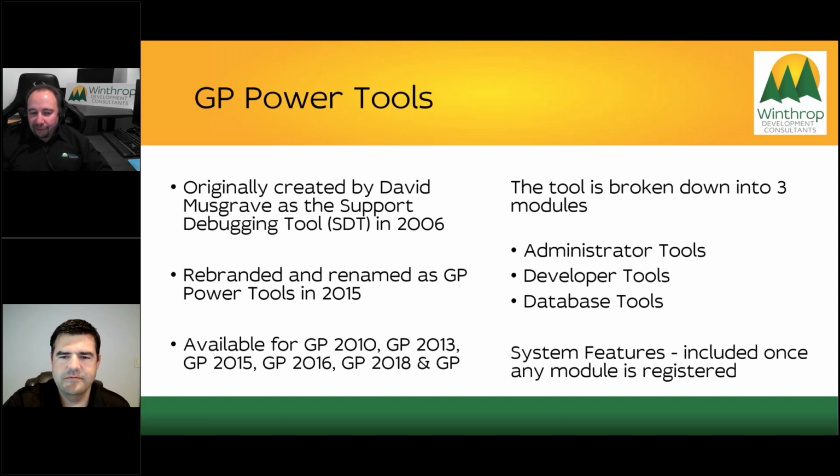When I left Microsoft, I was able to get the rights to it and re-released it in 2015 as GP Power Tools. It's available from GP 2010 onwards to the current versions. I don't keep all of the older versions up to date, but I've been keeping the last 7 versions, and now last 5 versions, on the latest code. It currently has 3 main modules, which is administrator tools, developer tools, and database tools. And then it has a series of system features that you get once one of the other tools are registered.